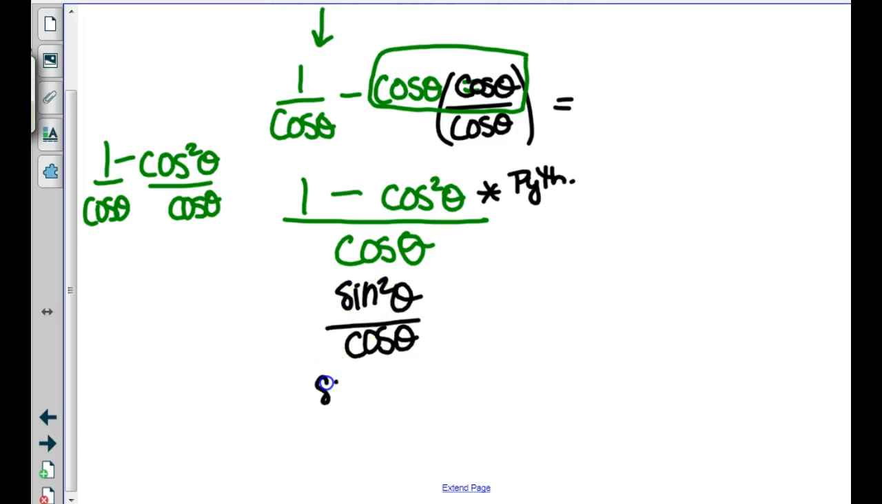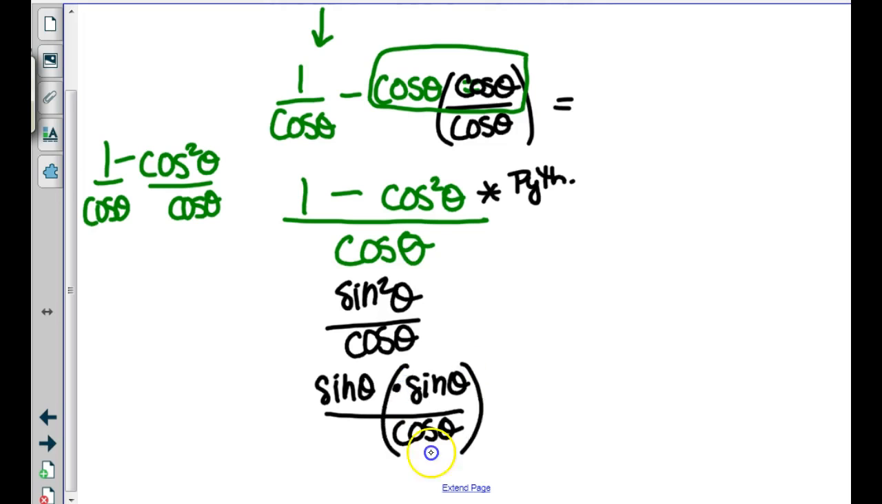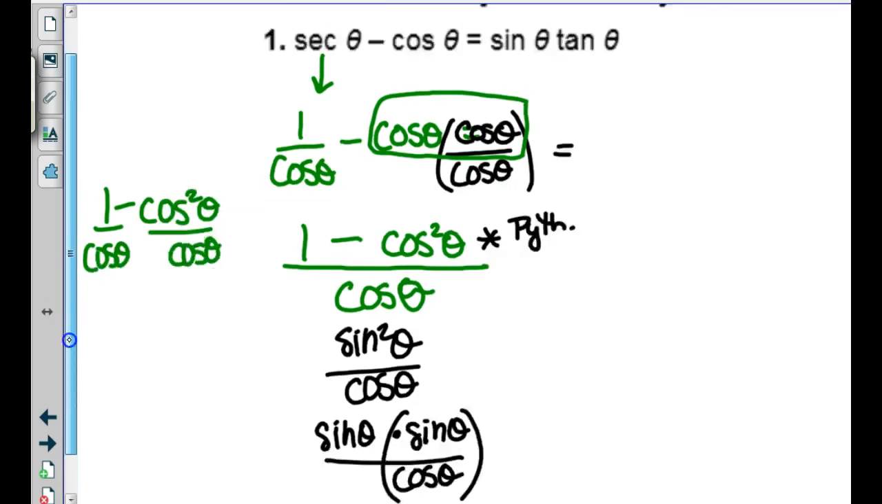Yeah, sine squared is sine times sine, right? And it's all over a cosine. But if I kind of just move that cosine so it went with this one, that's legal, right? So now I have a sine times what is sine over cosine? Is that what we were looking for? Okay.